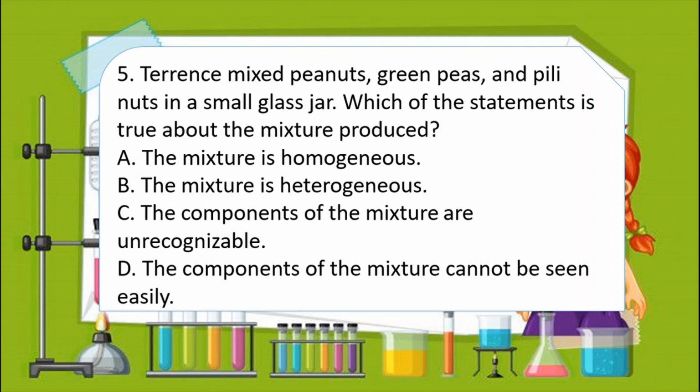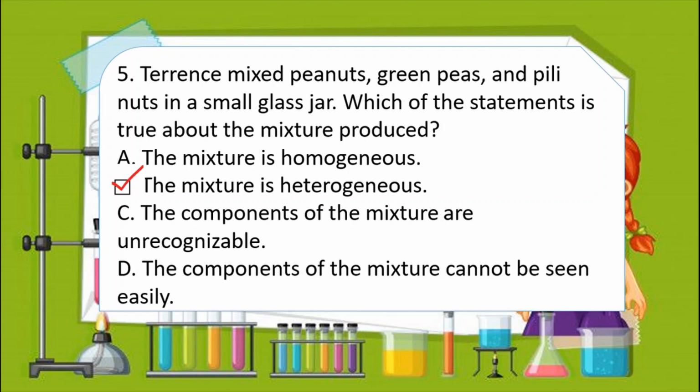Okay. Sakay answer ani. Letter A, the mixture is homogeneous. B, the mixture is heterogeneous. C, the components of the mixture are unrecognizable. And letter D, the components of the mixture cannot be seen easily. Okay? Answer for this is the mixture is heterogeneous.